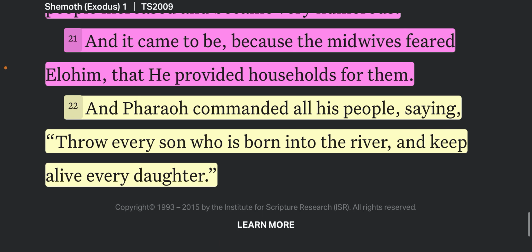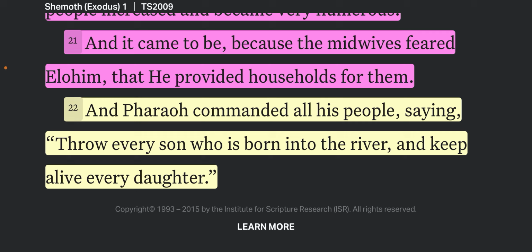Verse 22 says, the closing verse of this chapter, and Pharaoh commanded all his people, saying, throw every son who is born into the river, and keep alive every daughter. Every son that is born you shall throw into the Nile, but every daughter you shall let live. This was a royal decree, and it didn't even highlight that it's sons of Israel, so it does not exclude the sons of Egypt. And so this ruler was really scared.